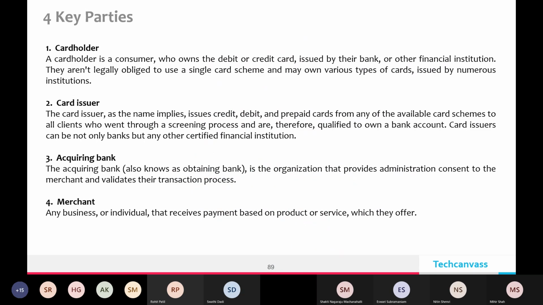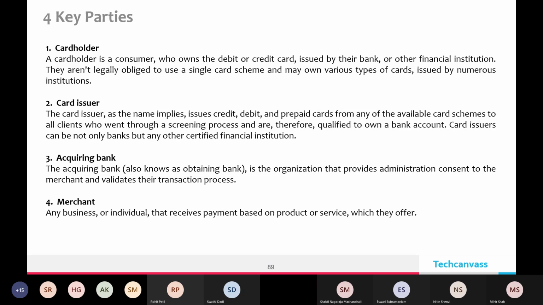And then what are the different key parties in a credit card transaction? In the front end, we see only the merchant and the customer, but effectively in the back end, at least 5 to 6 parties work together within a few seconds to give the final confirmation to the customer regarding the card transaction. So the first one is the card holder.